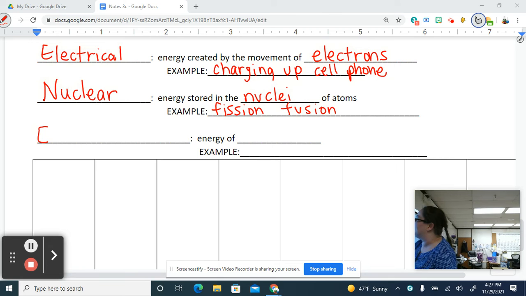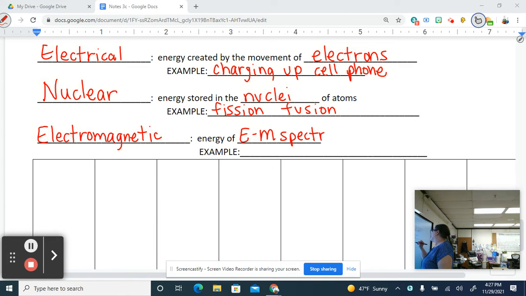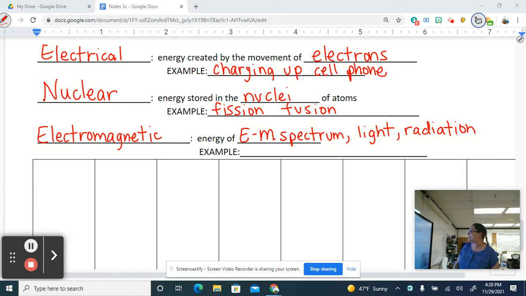And last but not least, electromagnetic energy is the energy of the electromagnetic spectrum, including light and radiant energy. So all radiation type energy is electromagnetic. So a light bulb gives off electromagnetic energy. The sun gives off electromagnetic energy. That's how it travels to us in electromagnetic waves.